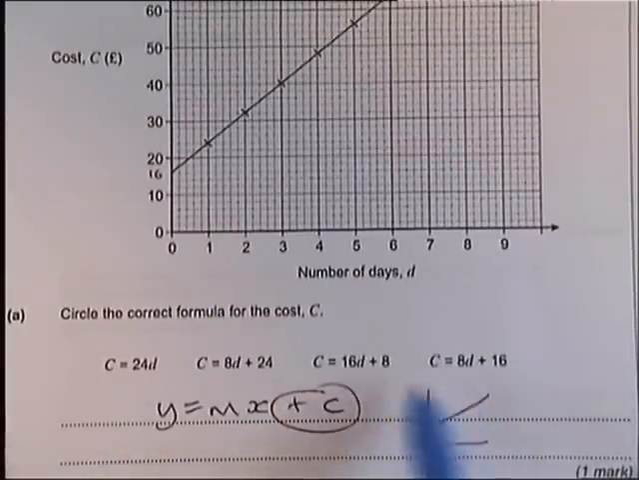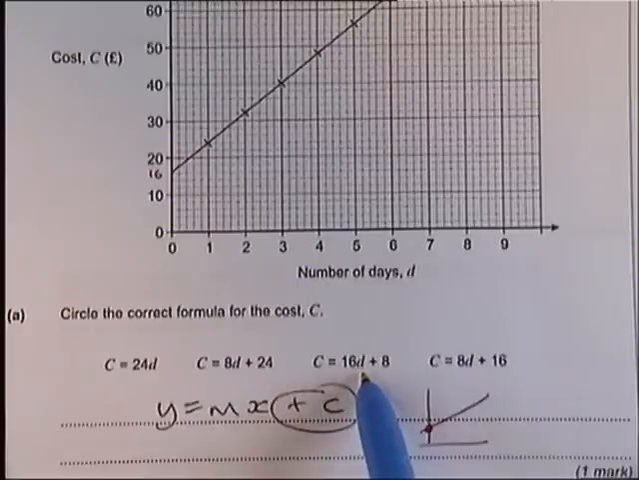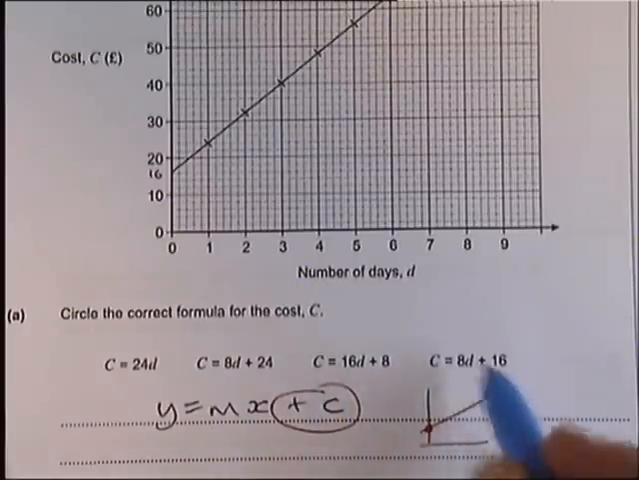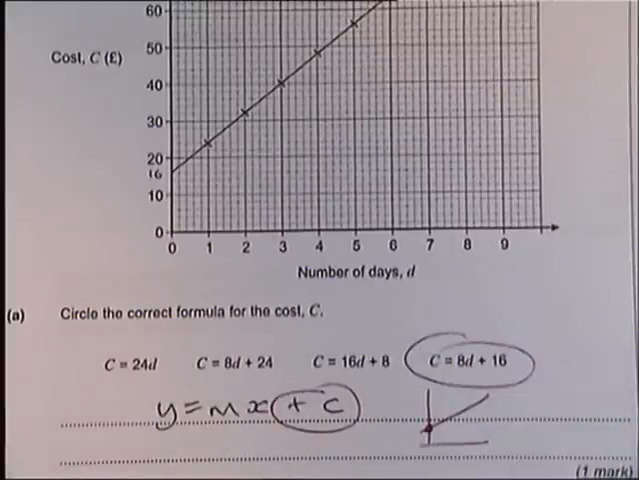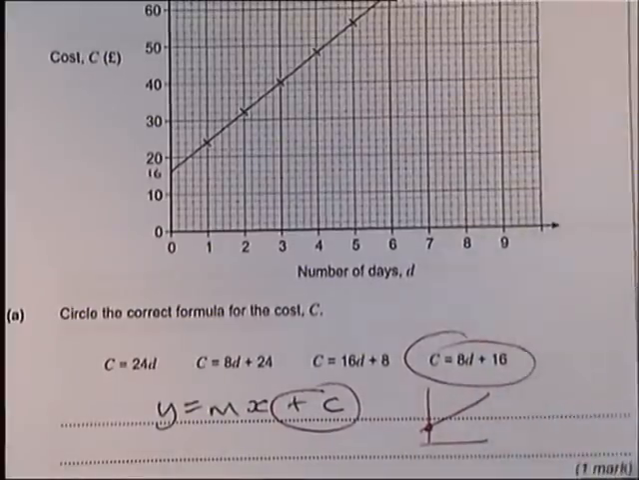Well, these are the two with 16s in it, but this one's got a 16 and a letter in it, so that's not the one we're after. This one has got the 16 on its own. That is the answer to part A. That is the equation of that line.